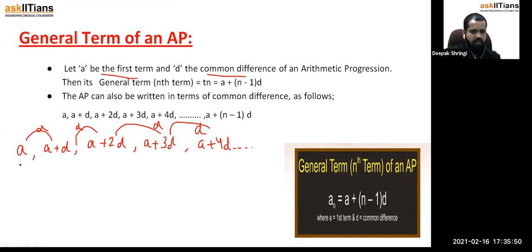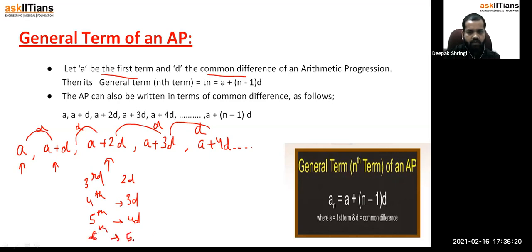Guys, just listen carefully. In the first term, D is absent, only A is there. Second term means 1D. Third term is 2D. Fourth term is 3D, fifth term is 4D, sixth term is 5D written there.